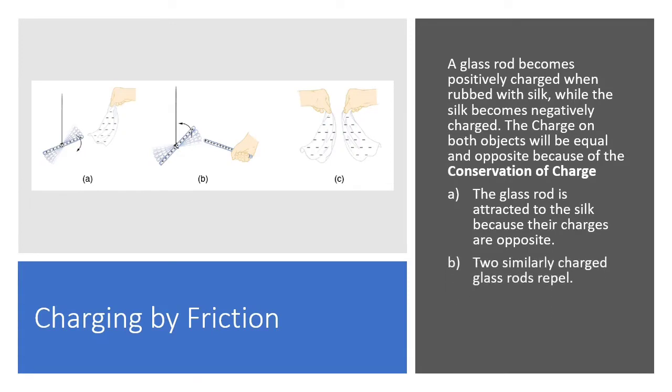Two similarly charged glass rods will repel. Two similarly charged silk cloths will also repel because they're both negative. So in these three cases, you will see that opposites attract and like charges repel.